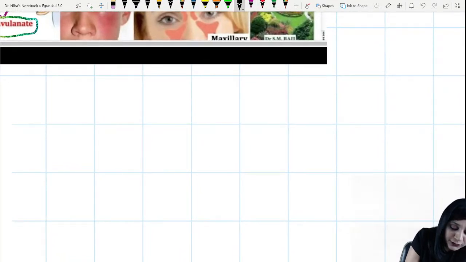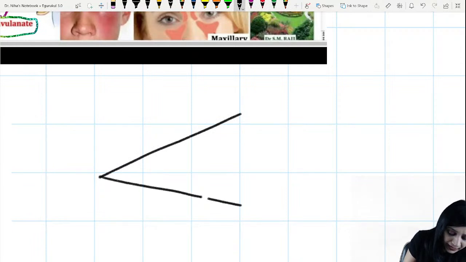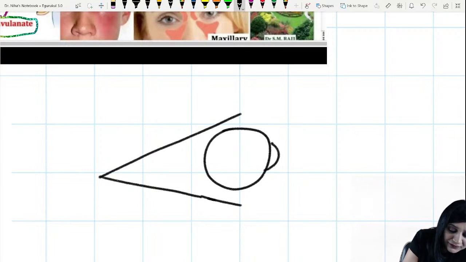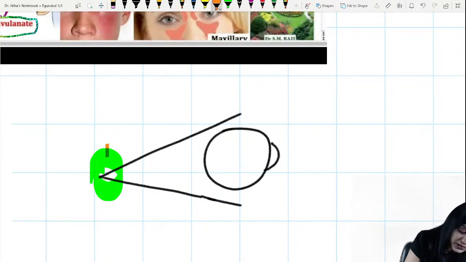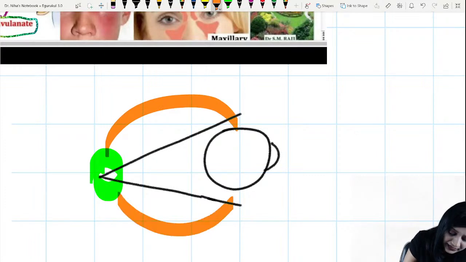Yes, so if you see, this is your orbit and this is the eyeball, right? Now we have something at the apex of the orbit, a common tendinous ring called the annulus of Zinn. And from this annulus of Zinn, we have different muscles which take their origin.